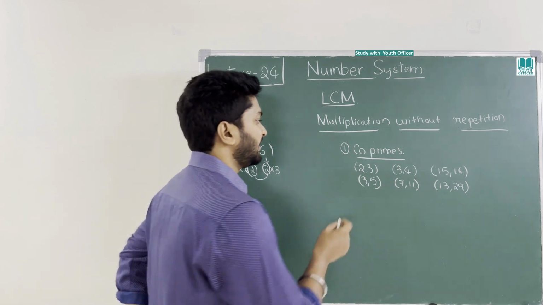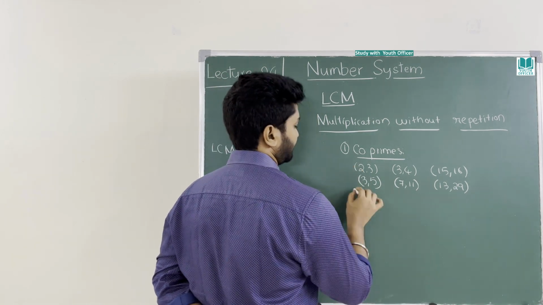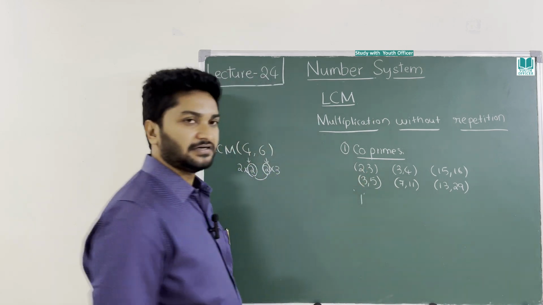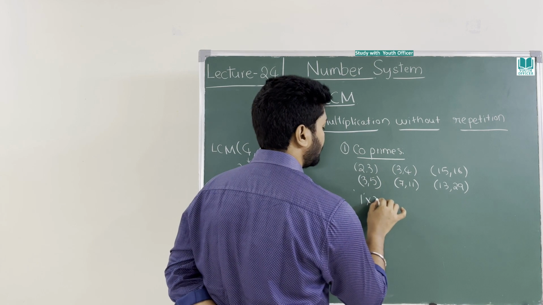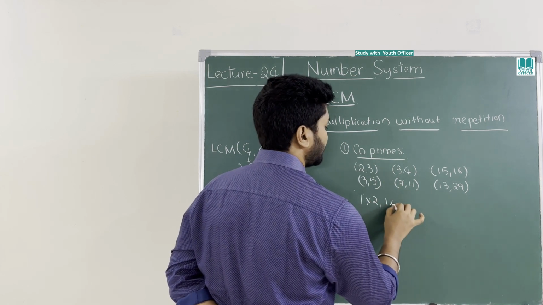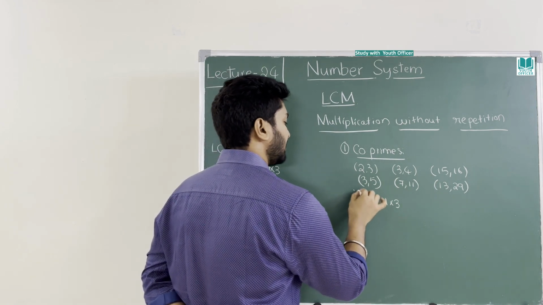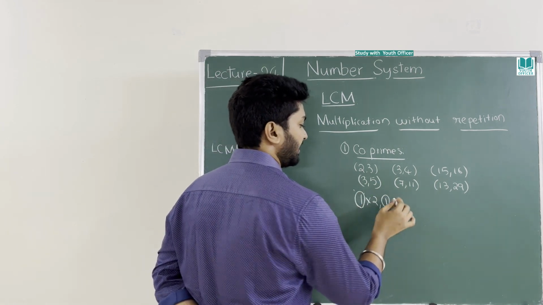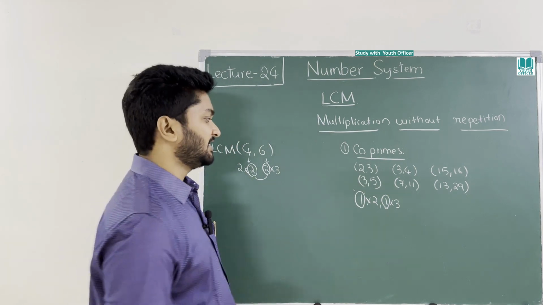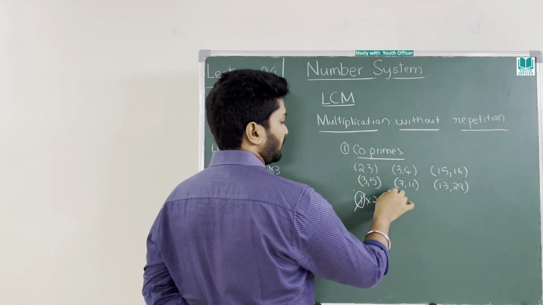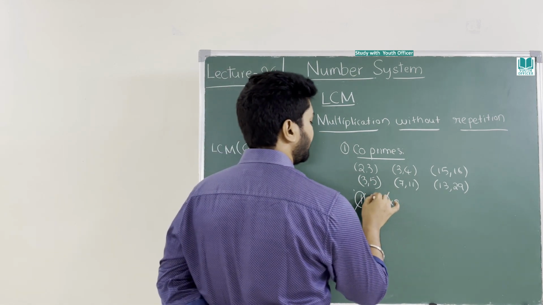Why? Because they have only one number as common, that is only 1 as their factor. If you take the example of 2, 3, it is 1 into 2, 1 into 3. What is repeating? This is repeating, right? One is repeating between the two numbers. That's why if you take it one time or 100 times, it doesn't matter. That's why directly we multiply them.